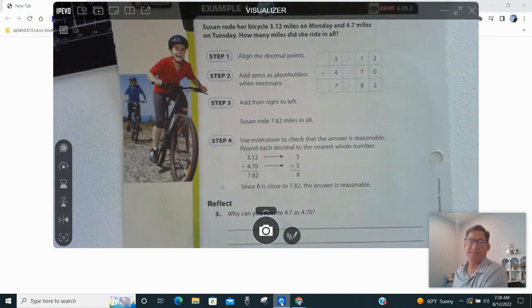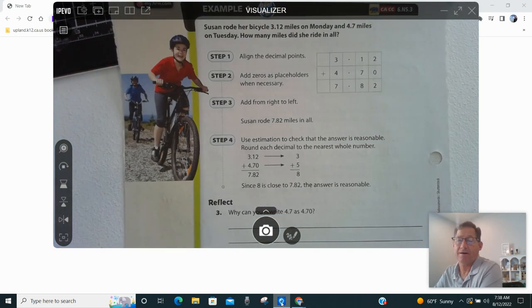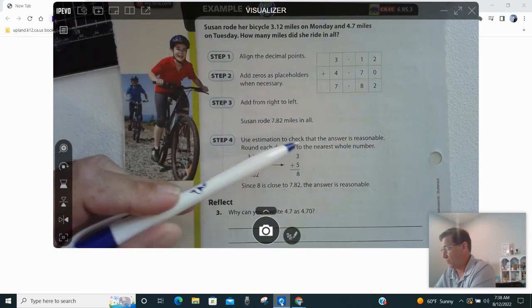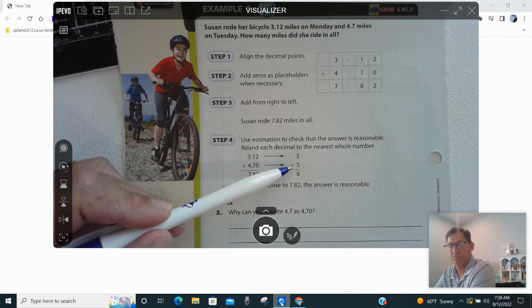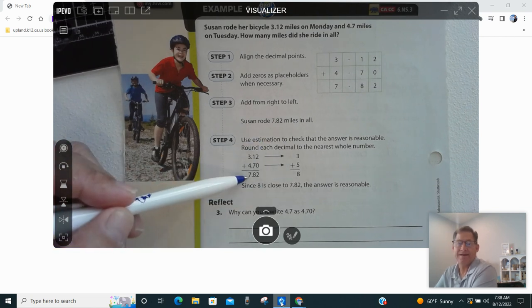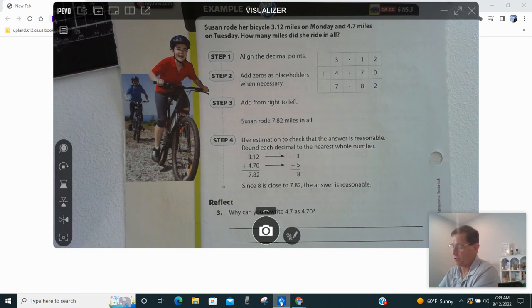And we can use estimation to check that our answer is reasonable. 3 and 12 hundredths, that's close to 3. And 4 and 70 hundredths would get rounded up to 5. 5 plus 3 is 8. And 7 and 82 hundredths is close to 8. So our answer is reasonable.